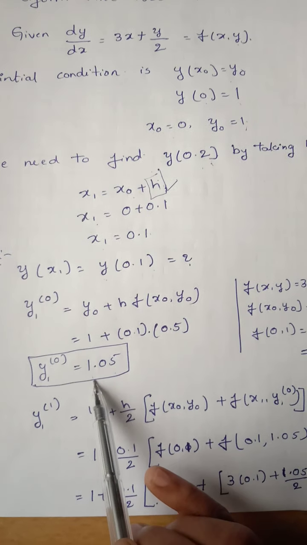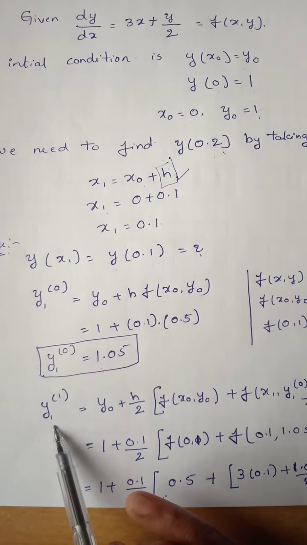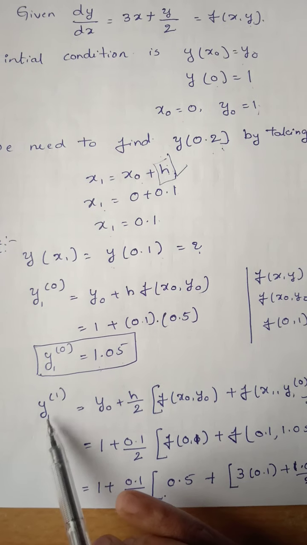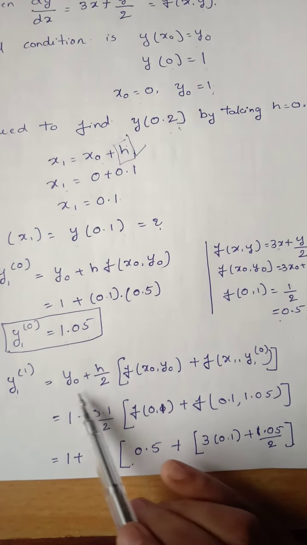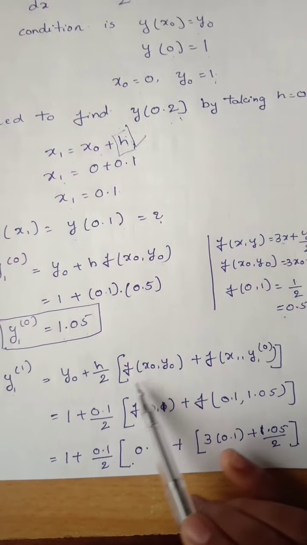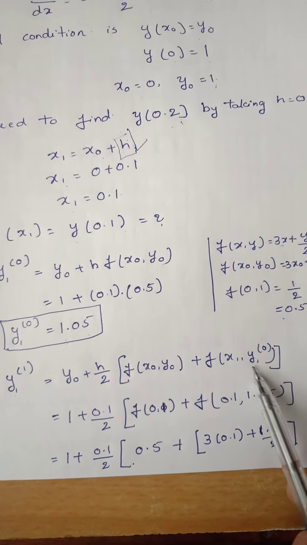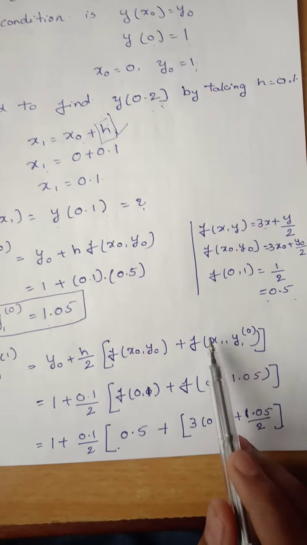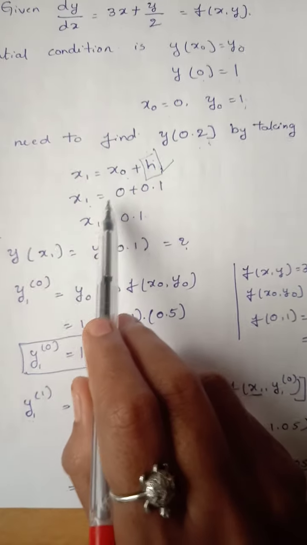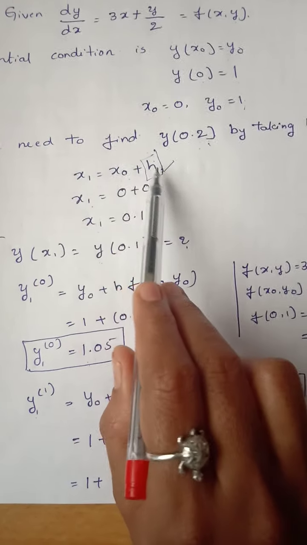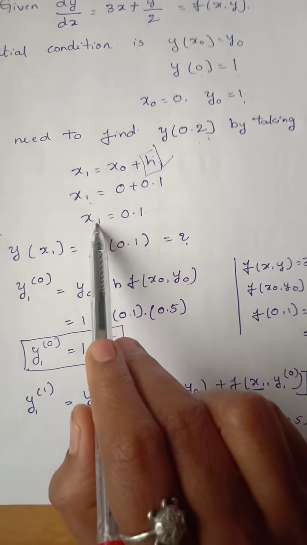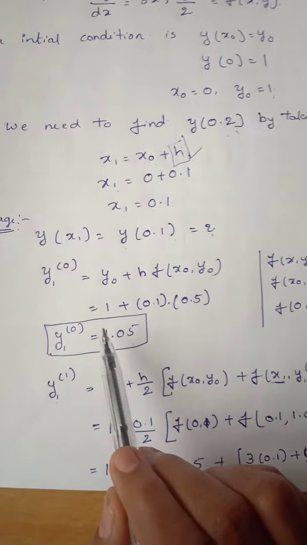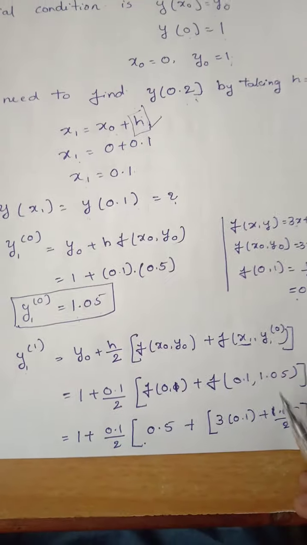Now we have to correct this value by using the modified Euler's method, that is, correct first y1 of 1. So find y1 of 1. This is the formula: y0 plus h by 2 into f of x0, y0 plus f of x1, y1 of 0. Substitute all the values. What is f of x0, y0? 0 and 1. What is x1? The x1 is x0 plus h, so by doing x0 plus h you get the x1 value, 0.1, and for y1 of 0 we have to take the predicted value, that is 1.05.